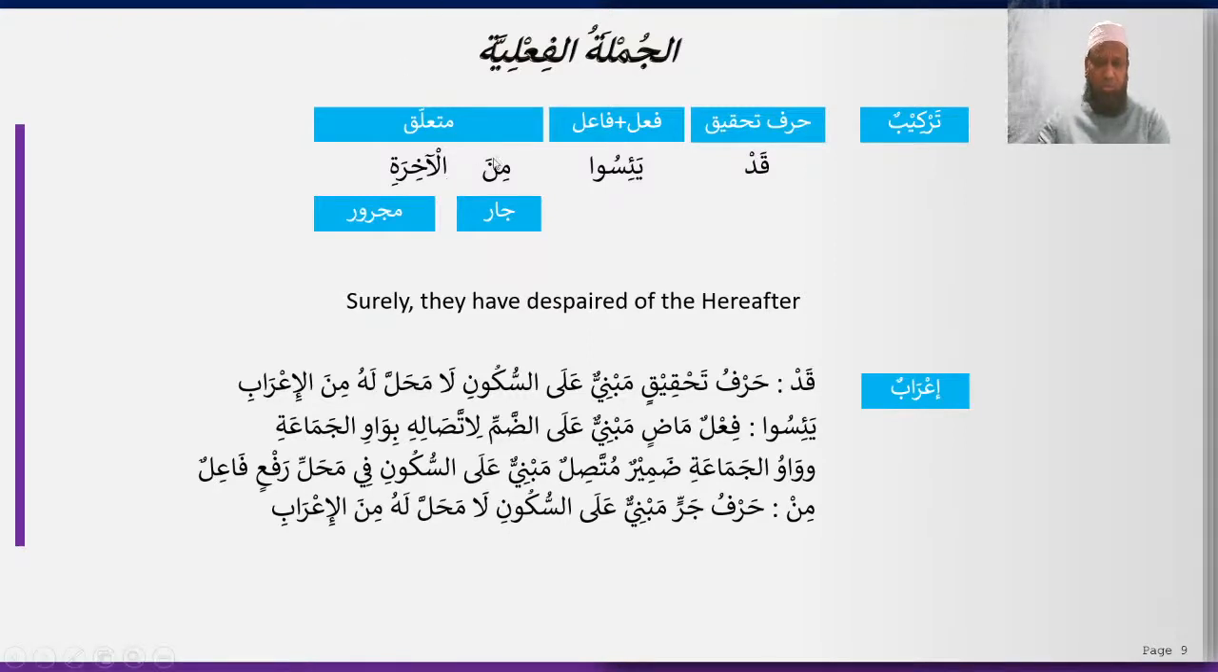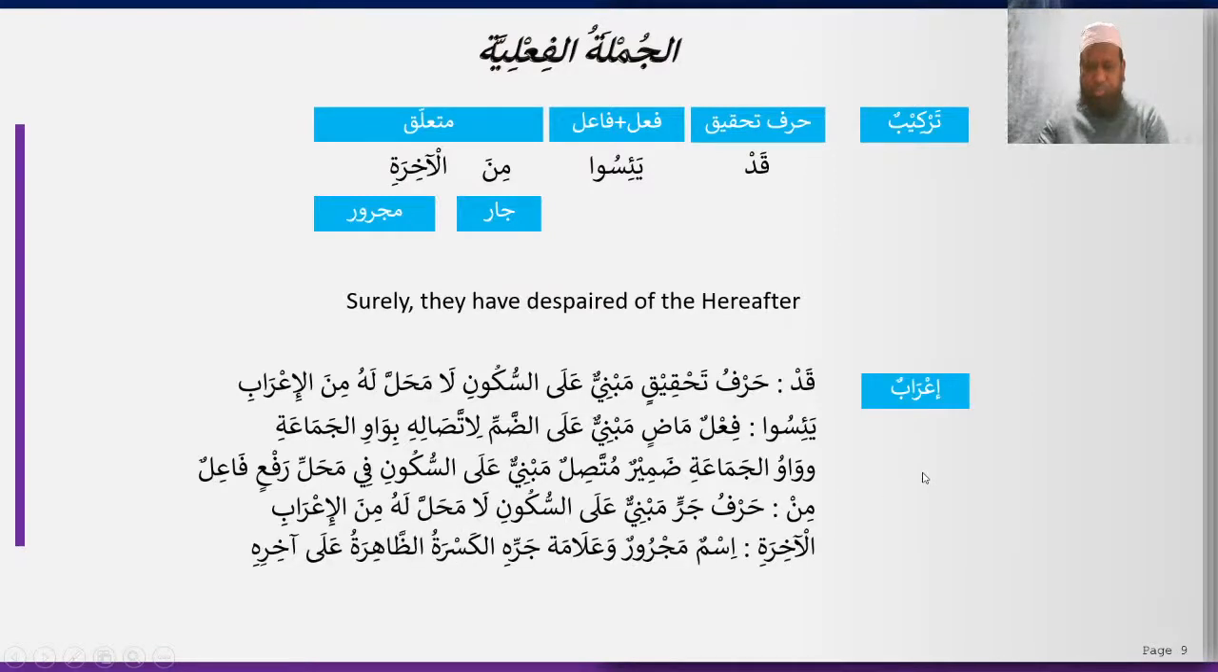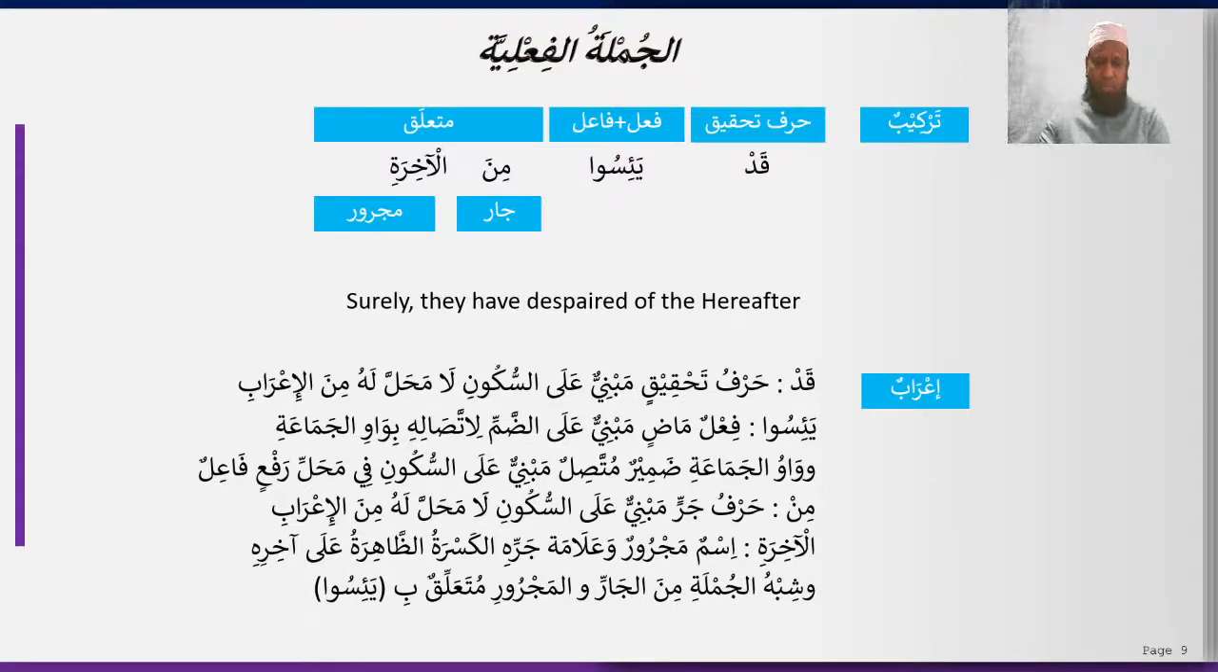Okay, don't look at the fatha. The original is min. We have to put fatha to connect with the next word. So when you do إعراب, put the original here and look. Min, it has a sukun on it. الآخرة اسم مجرور وعلامة جر الكسرة الظاهرة على آخره. Then we have شبه جملة وشبه الجملة من الجار والمجرور متعلقون بالفعل يئسوا.